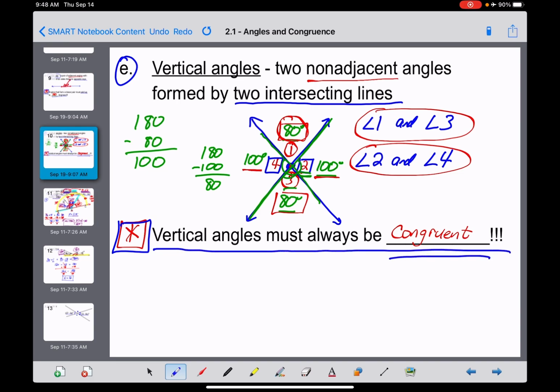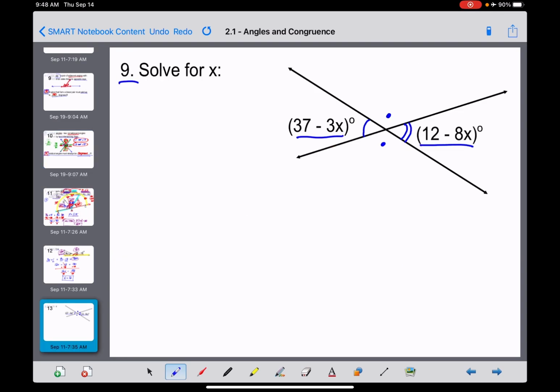And what does congruent mean? Having equal measures. So here's our equation now, guys. The 37 minus 3x has to be equal to 12 minus 8x. Now, solving this equation, you have options and you can do a lot of different things, but my recommendation is always this. Deal with your variable terms first, which are the negative 3x on the left and the negative 8x on the right, and always move the smaller term to the bigger term.